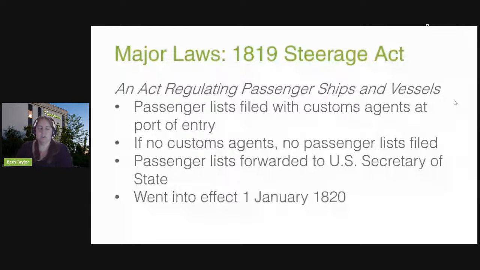So again, starting in around 1820, tracing immigrant ancestors becomes a little bit easier because suddenly the U.S. government is keeping a copy of all those passenger lists. Now, there are a few ports that do have pre-1820 passenger lists, specifically Philadelphia did start keeping in 1800, but for the most part, you won't find all of the passenger lists centralized prior to this date.